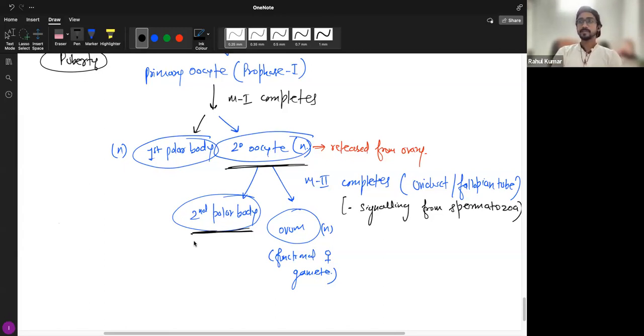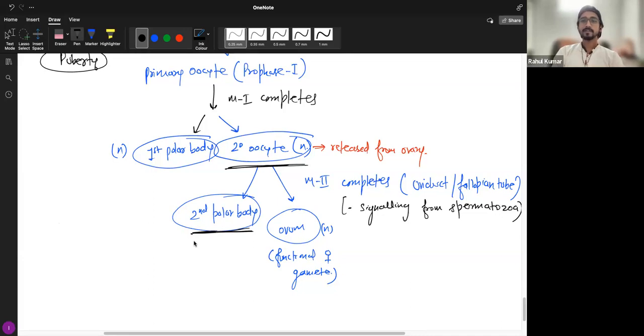So oogenesis is not that straightforward like spermatogenesis. Spermatogenesis was very classical, straightforward. From one primary spermatocyte, there'll be two secondary spermatocytes, and from two secondary spermatocytes, there'll be four spermatids. Then they will develop a tail and become fully mature sperm. End of the story.